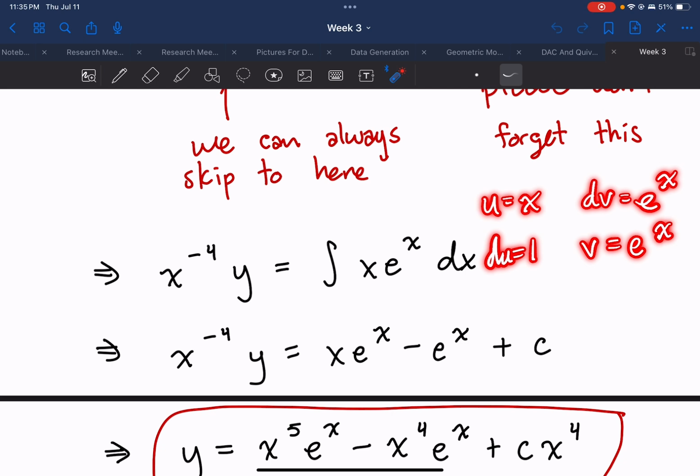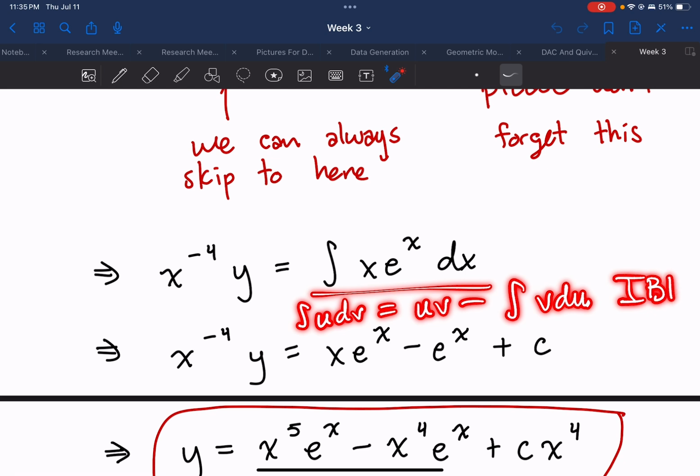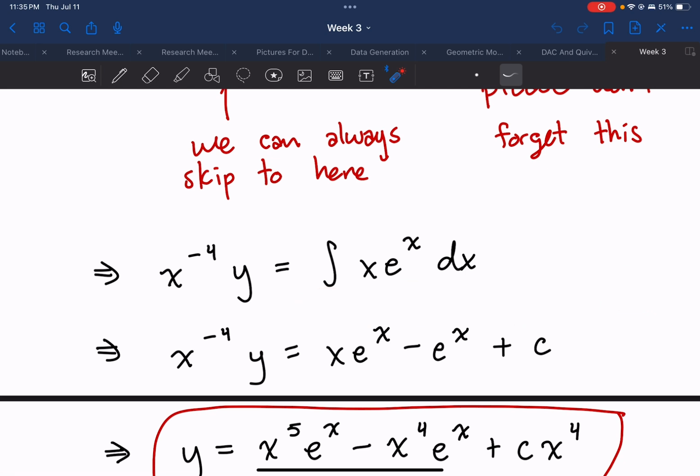And in order to do the replacement for the integration by parts, it's u times v minus the integral of v du. So this right here is the integral of u dv, and I want to set that equal to u times v minus the integral of v du. That's integration by parts. So that's what I do here.